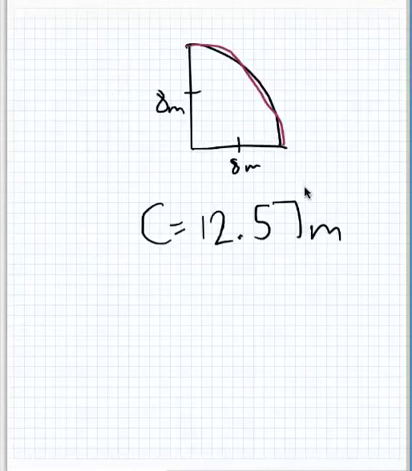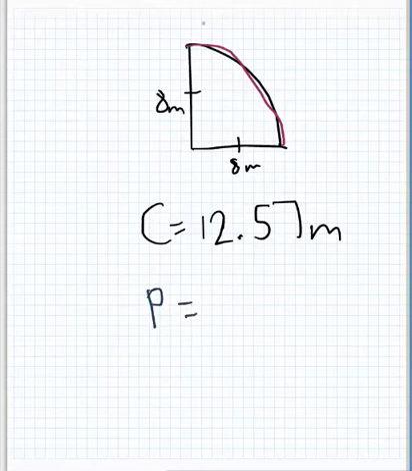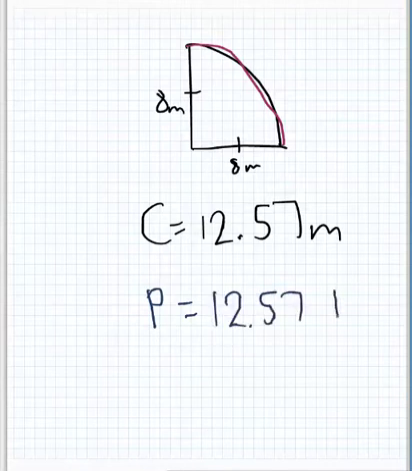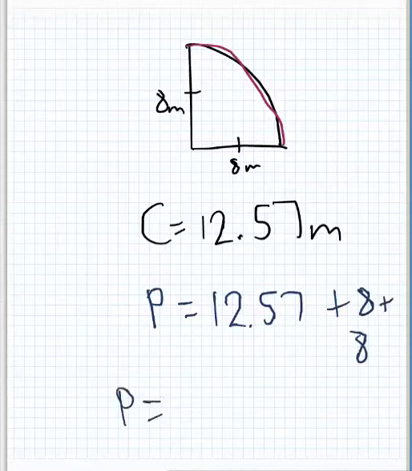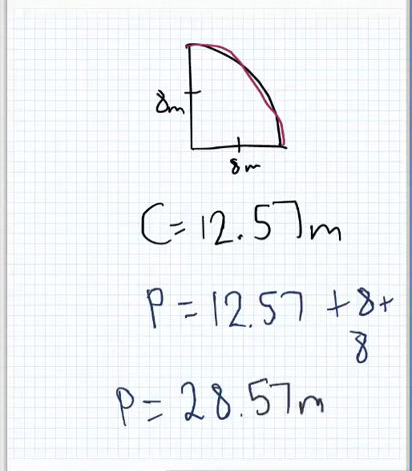So I'll just clear the page. So once again, we have found this part of our circle, which is 12.57 meters, rounded off. So our final answer is, I'm going to put P for perimeter now, because it's no longer the circumference of a circle, we've got a line here and a line here. So I've got 12.57 plus 8 plus 8, and I'm done. And I end up with 28.57 meters to 2 decimal places.